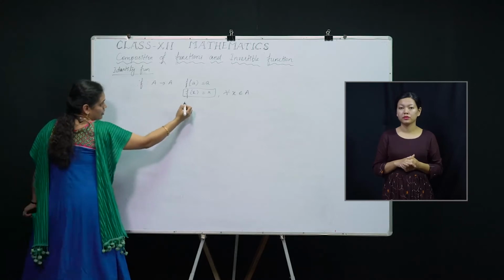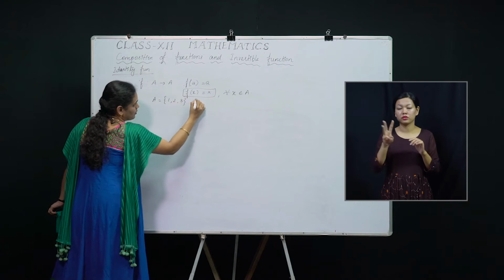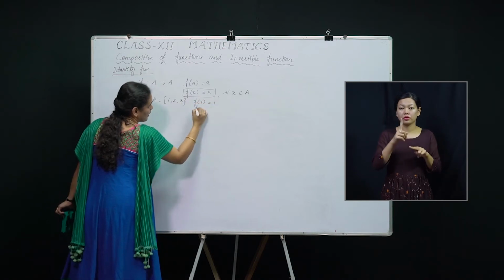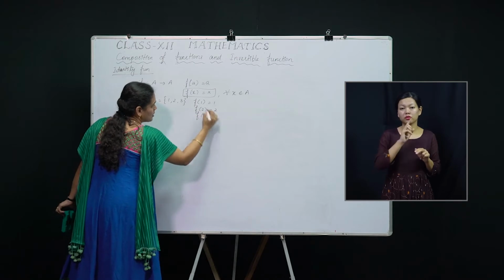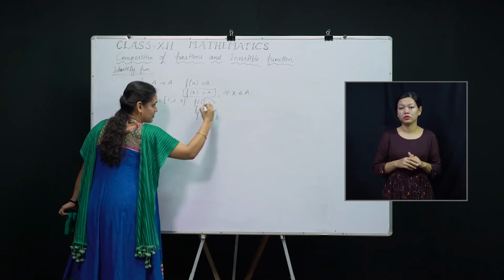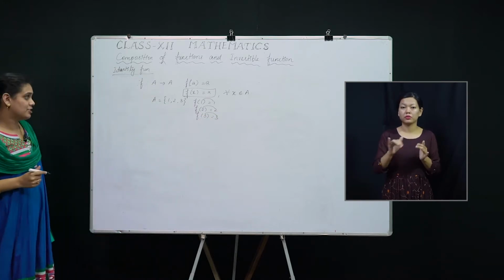If A has 1, 2, 3, then f(1) will be 1, f(2) will be 2, and f(3) will be 3, right? So the element maps to itself. We get the same number. Therefore, this type of function is called the identity function.